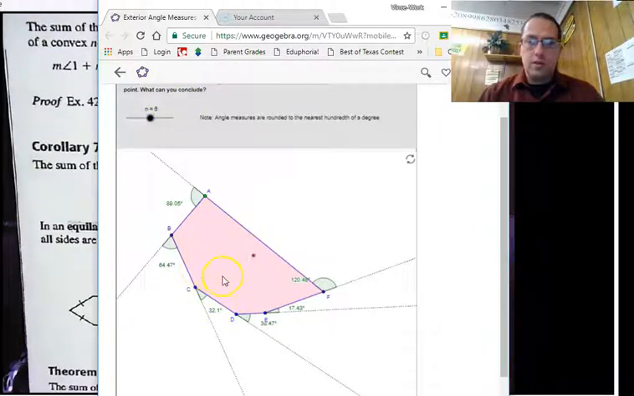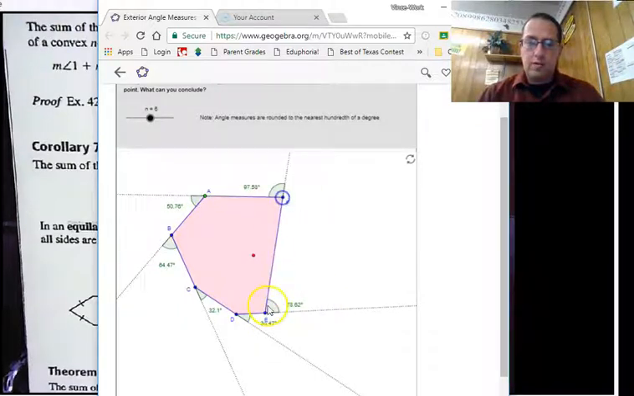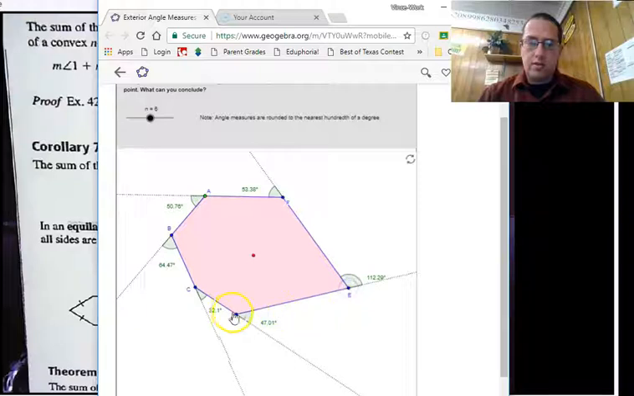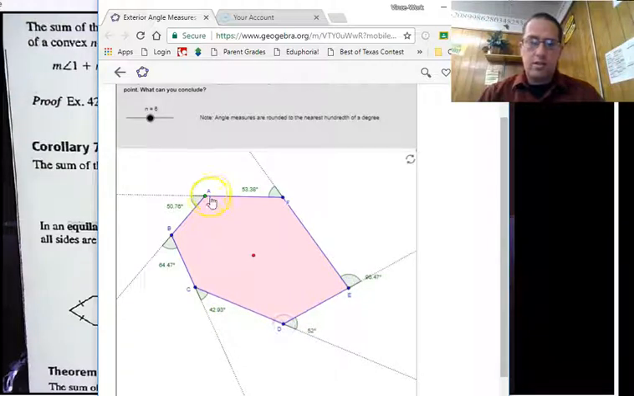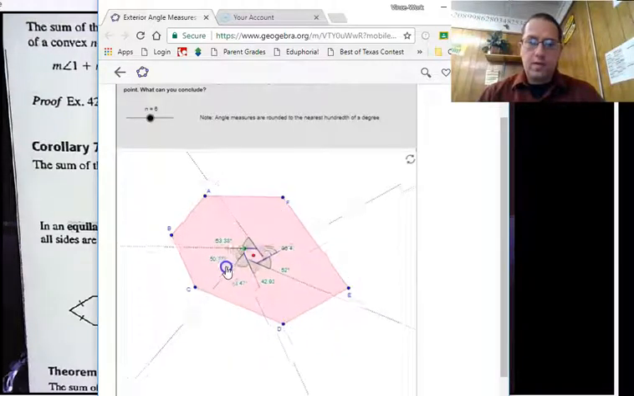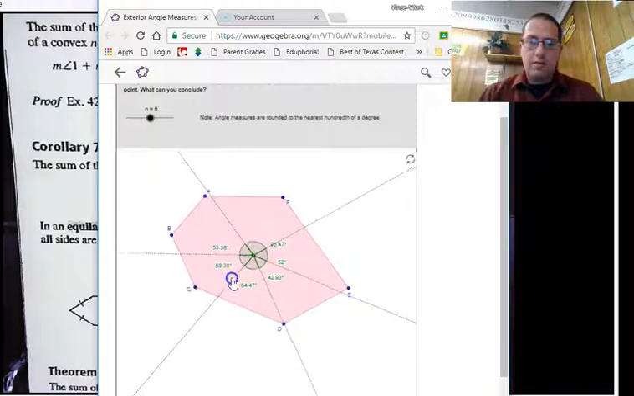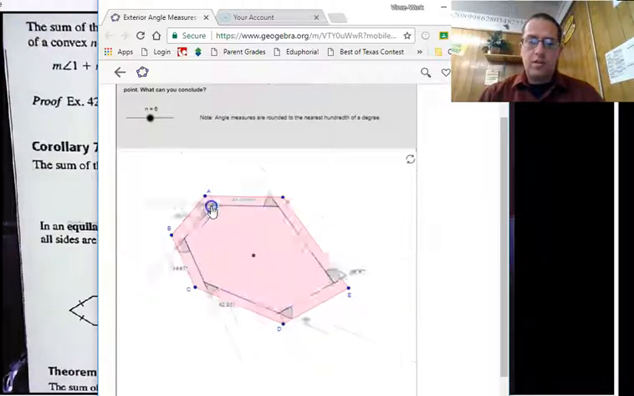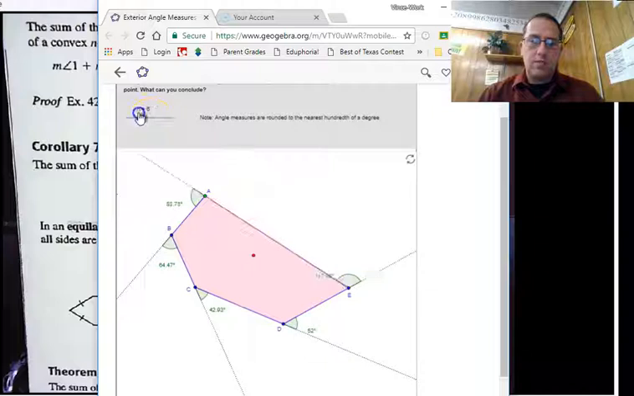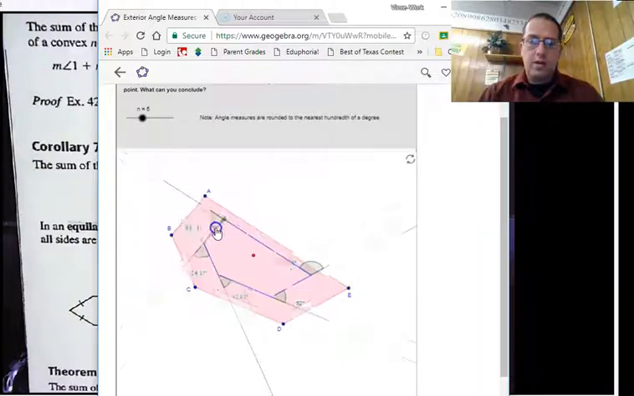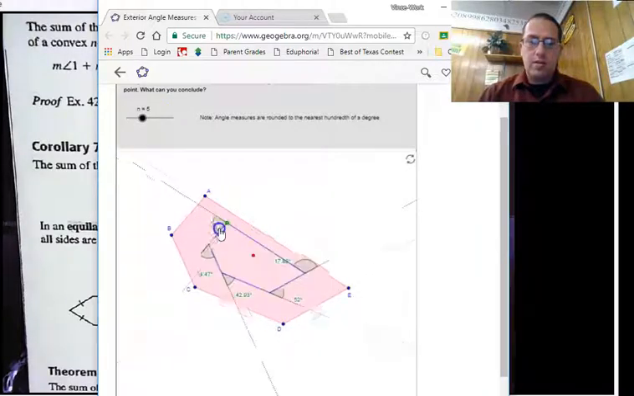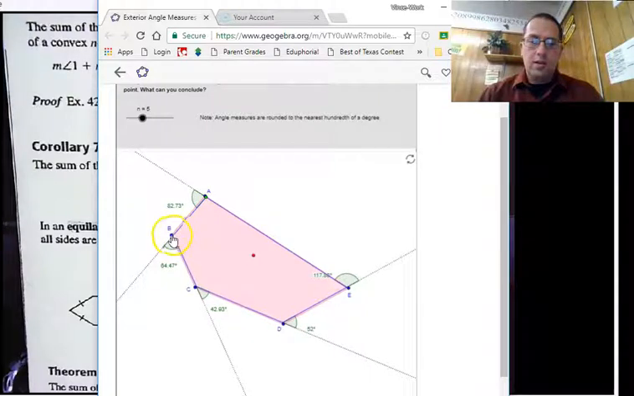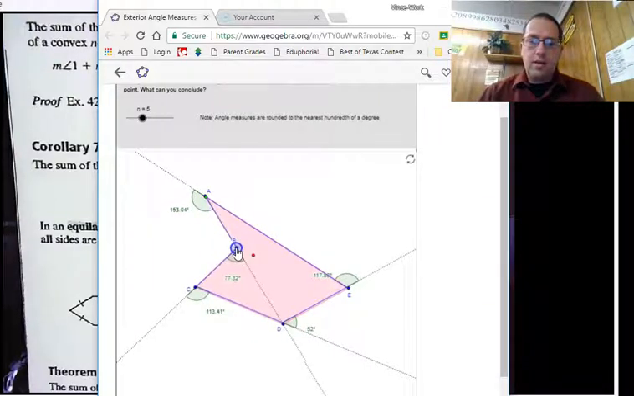What about other things? Let's try 6. I have a hexagon here. Let's move these around just to make it a little bit clear. See, hexagon, 6 sides. And look at that. It fits nice and perfect. It's 360. Okay, well, what about 5, a pentagon? 360.